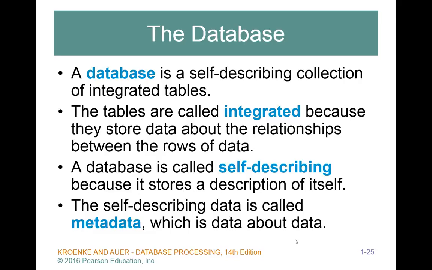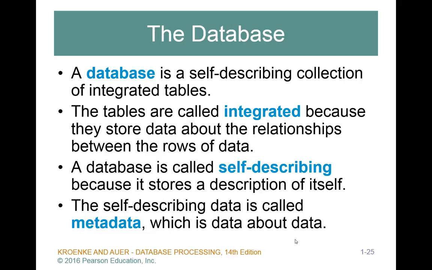So by definition in the book, a database is a self-describing collection of integrated tables. The tables are called integrated because they store data about the relationships between the rows of the data. Okay? If we go back to that original slide, remember we created those relationships by common columns. So that's when we talk about relationships between those rows. So each column will have a relationship with another column within that particular database or within those tables.